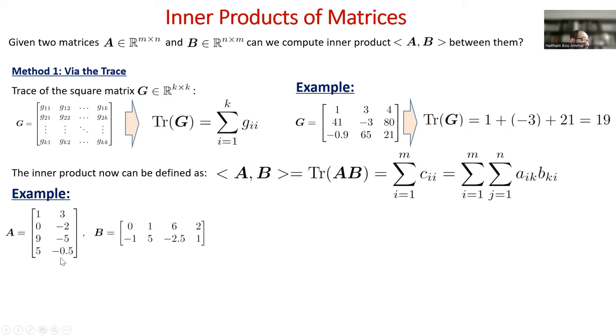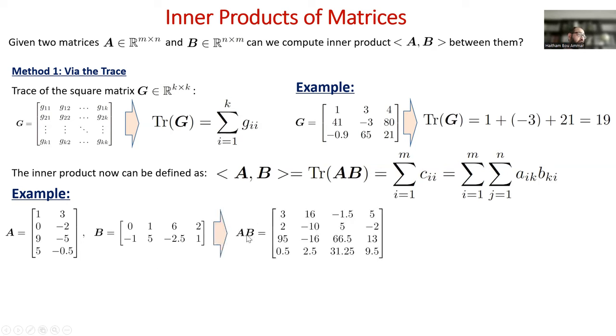Right, so here's an example of this. If you have a matrix A, and that matrix A in this case is made of 4 rows and 2 columns, and a matrix B that is made of 2 rows and 4 columns, right? If we want to compute the inner product between those two, first of all, we're going to multiply A by B. And the way we multiply A by B is as we did before, remember? So we will have 4 by 2 by 2 by 4. So that will be a 4 by 4 matrix.